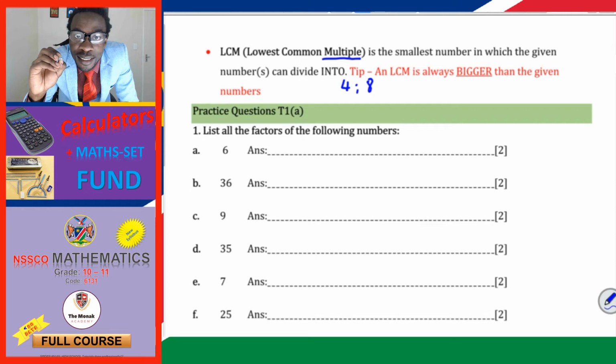So this one is pretty straightforward. We know our lowest common multiple is 8. Because 4 can go into 8 2 times and 8 can go into 8 once. But the question is, how did we get there? So when we work out lowest common multiple, we will illustrate these 2 points.